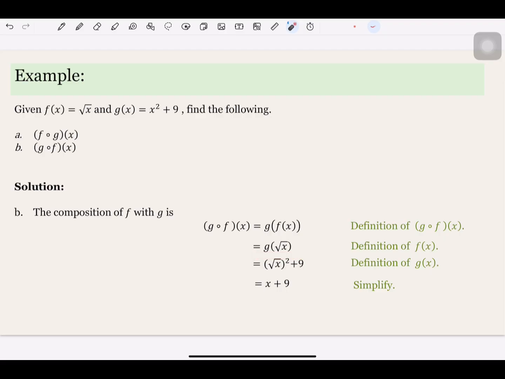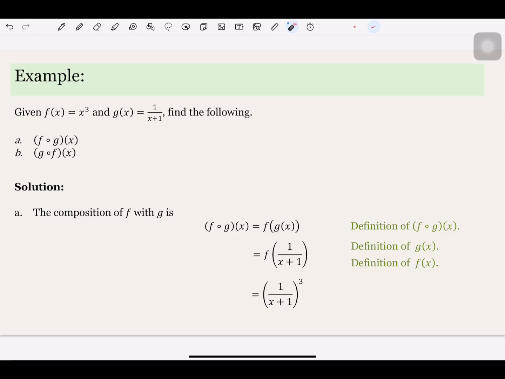So usually the g of x is x squared plus 9. To get g of square root x, you take your input, square it, and add a 9. So once you simplify this, you'll get x plus 9. So this is the composition between g and f. Next, let's try to do the next example.